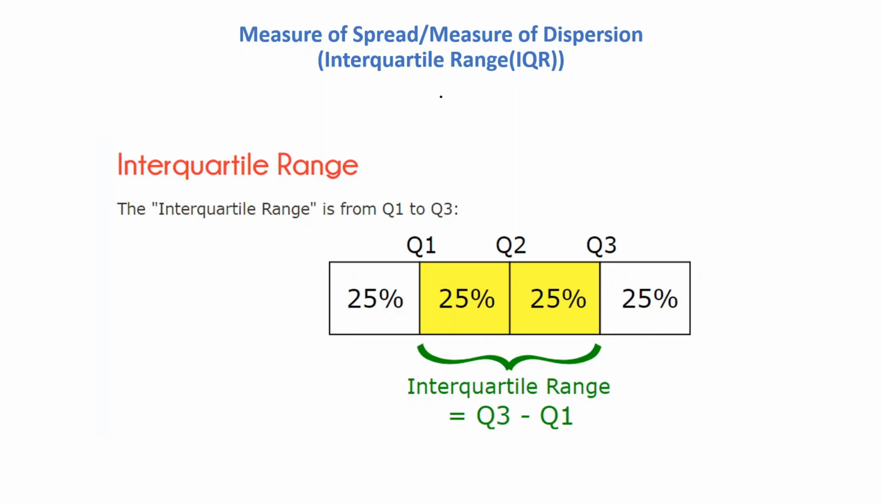We use percentiles in the interquartile range. As you can see in this particular graph, the interquartile range is from Q1 to Q3. Let this be your data set. If you want to calculate the interquartile range for any data, you need to divide that data into four equal parts.